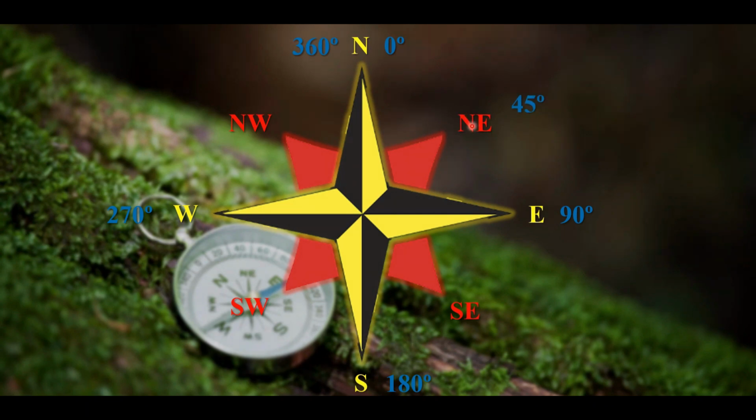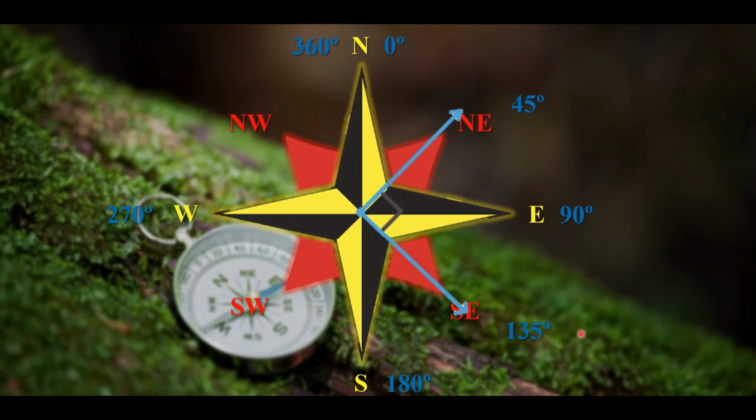Okay, if northeast is exactly in between north and east, it makes sense that the bearing of northeast is half of 90. So that's 45 degrees. What about southeast? Well, from north to northeast is 45. From northeast to east, you add another 45. 45 plus 45 is 90. And then from east to southeast is another 45 degrees. So take 90 plus 45, which is 135.